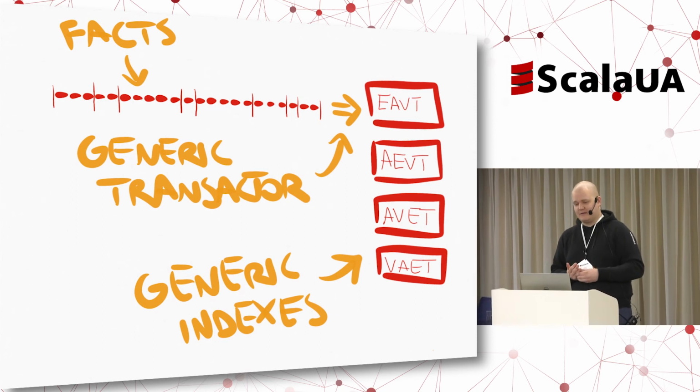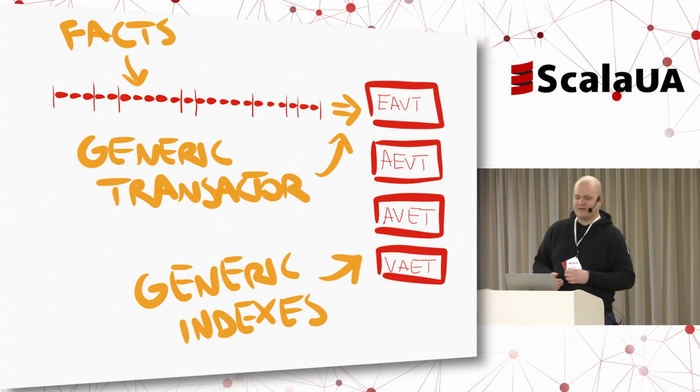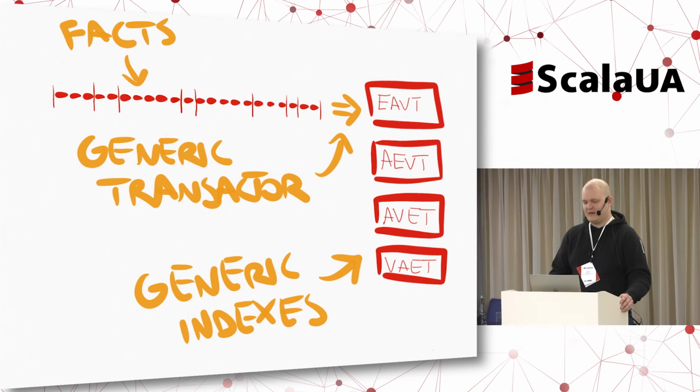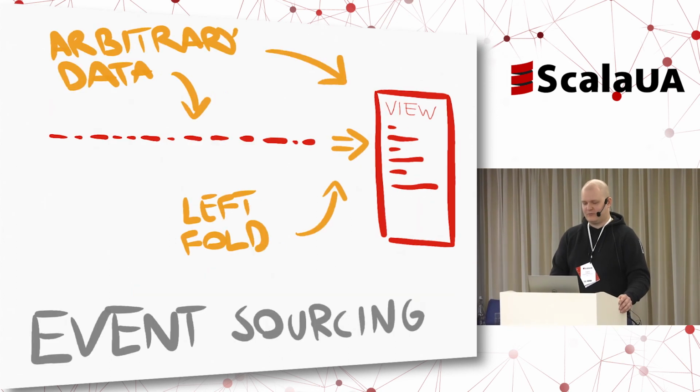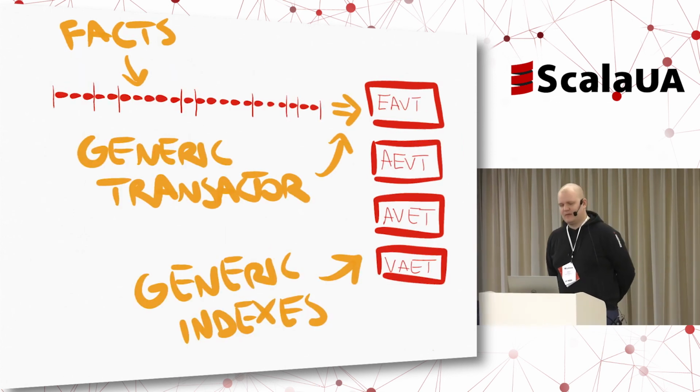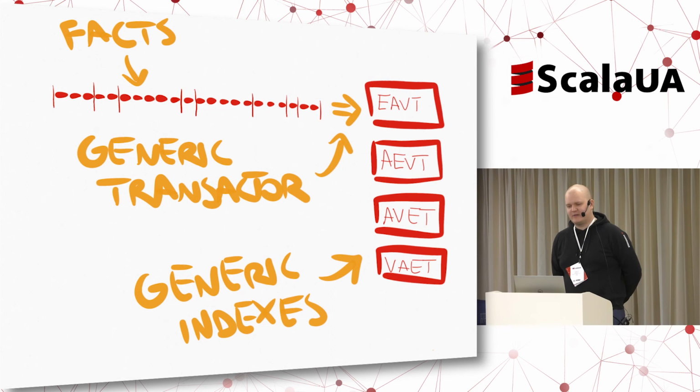Also, you're much less prone to bugs, right? Because usually there can obviously be bugs in Datomic, but Datomic is generic code that you didn't write. It's a service that someone else wrote and battle-proofed, as opposed to in event sourcing, where you write these left-fold functions yourself. So there's a lot of interesting aspects that arise from this because of the way Datomic works.